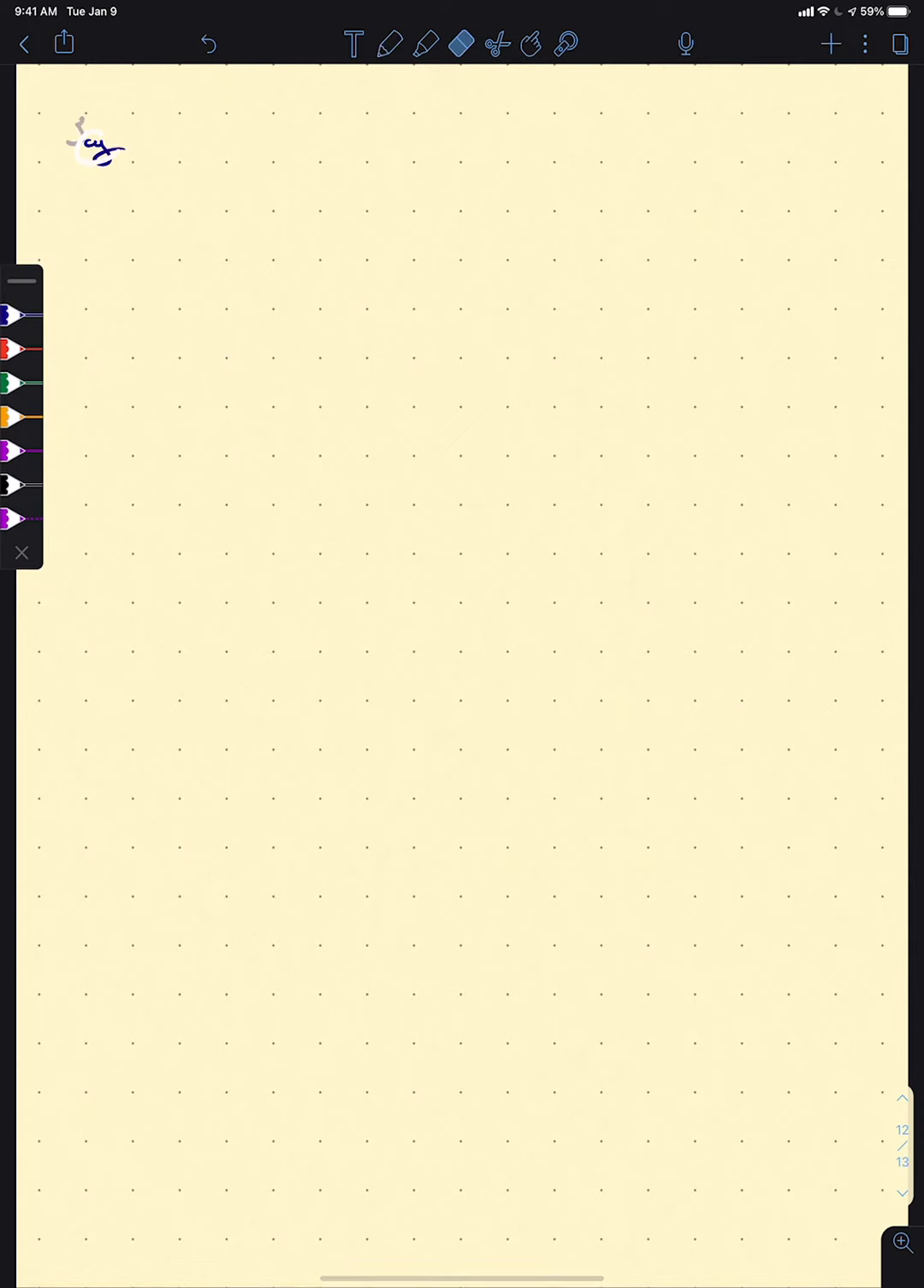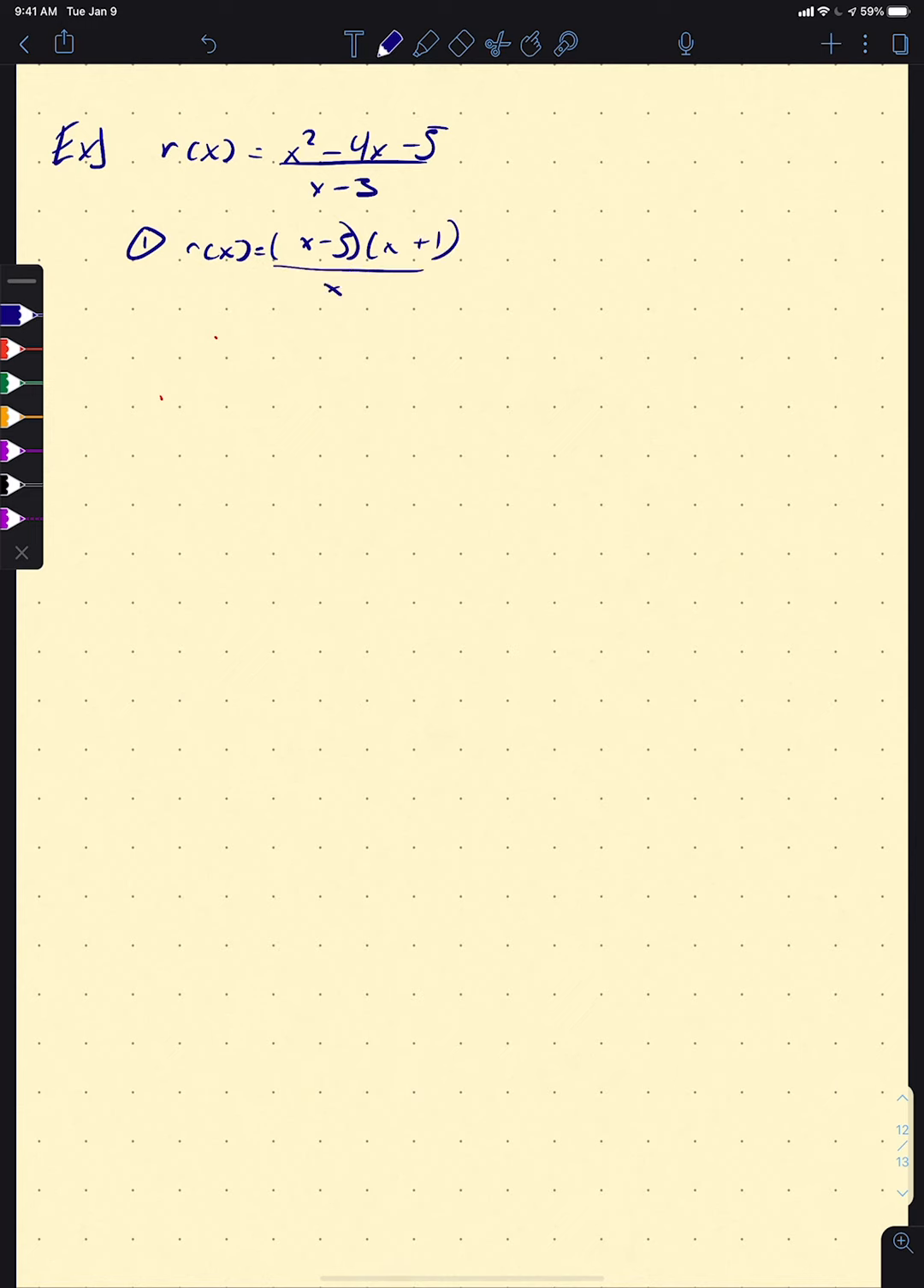So let's say r of x is x squared minus 4x minus 5 over x minus 3, okay? So first we want to factor this guy. Looks like the top is going to factor into x minus 5 and x plus 1. And our denominator is going to say x minus 3. Next, taking a look at our x-intercepts, those look like to me they're going to be x equals 5 and negative 1, as that's where our numerator is equal to 0.